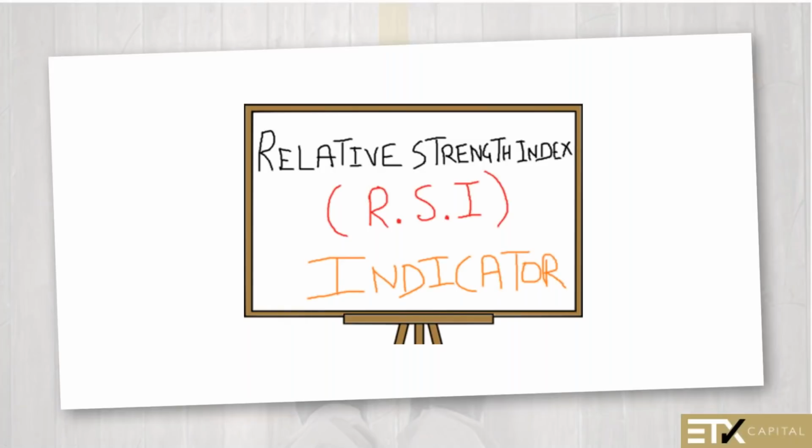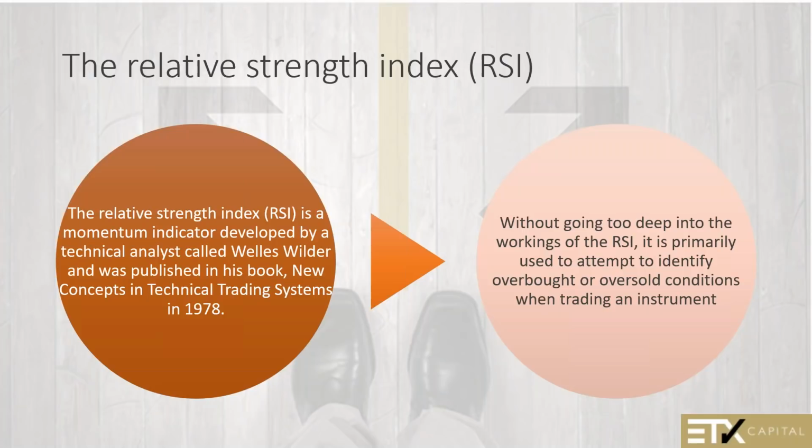Let's get started talking about the Relative Strength Index, or RSI, one of the most popular trading indicators in the Forex and CFD markets. Now, the Relative Strength Index is a momentum indicator. It was developed by Wells Wilder, who's also well known for several other indicators, and it was published in 1978. Adjusted and adapted and tested now into all financial markets.